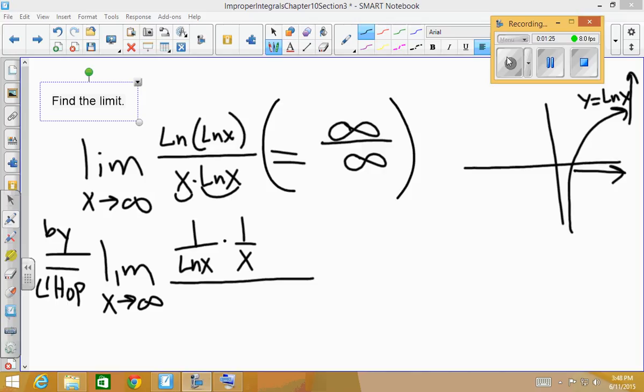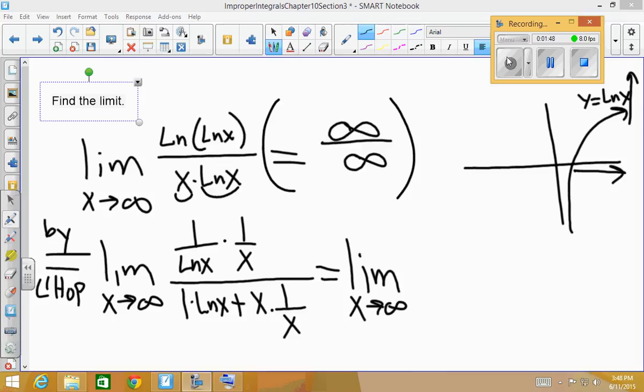divided by the product rule, x times the natural log of x. The derivative of x is 1 times a copy of the second one, natural log of x, plus a copy of the first, times the derivative of the natural log of x, which is 1 over x. So this simplifies down to 1 over x times the natural log of x, divided by the natural log of x plus 1.